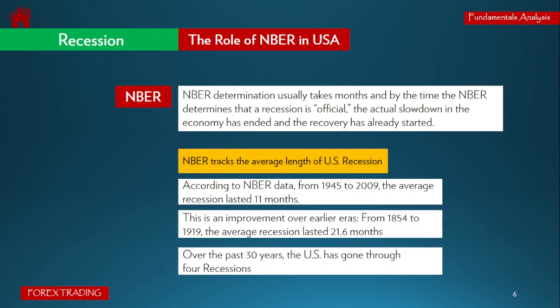NBER also tracks the average length of US recessions. For example, according to NBER data from 1945 to 2009, the average recession lasted about 11 months. This seems an improvement over earlier eras. From 1854 to 1919, the average recession lasted 21.6 months. And over the past 30 years, the US has gone through four recessions.